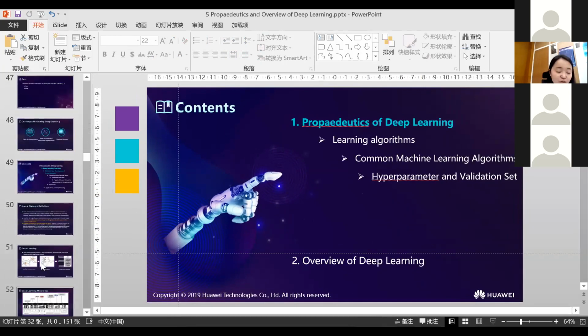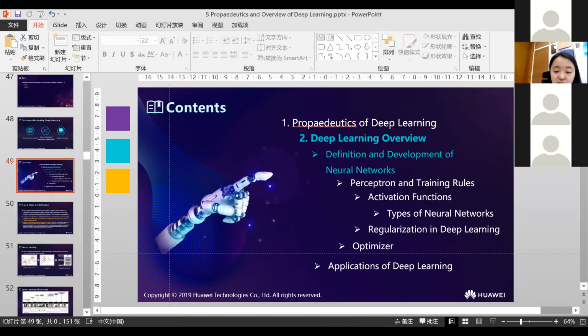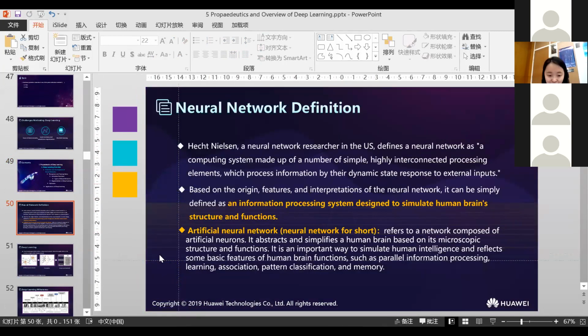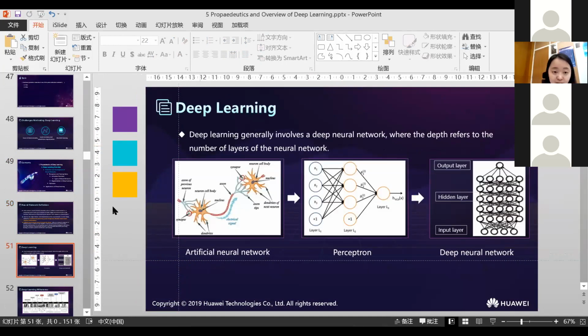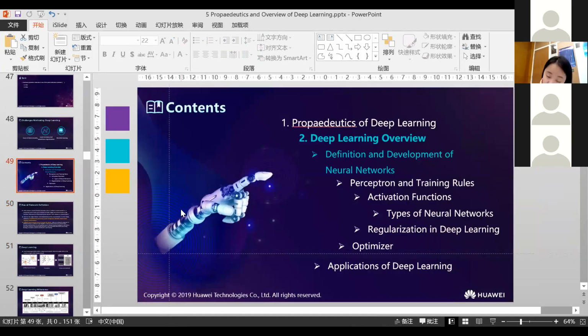Now we're gonna move to the most important part of deep learning. That is, we're gonna talk about neural networks. Finally, we're gonna talk about the neural networks. So I have one question here. Yes, please.